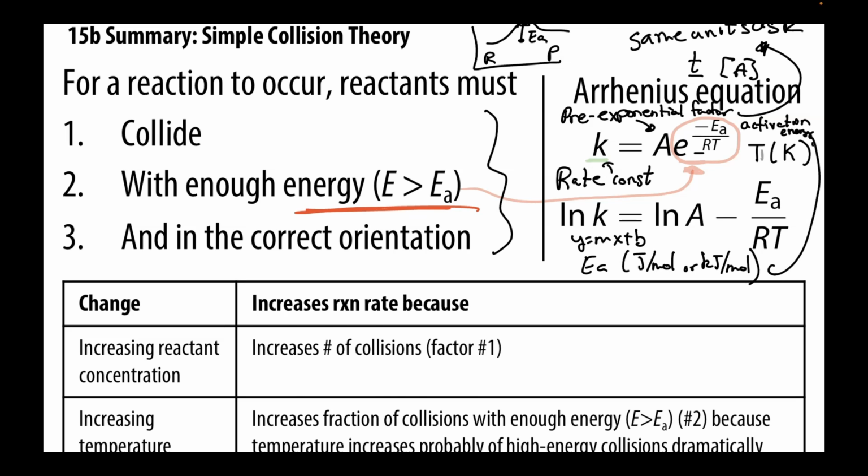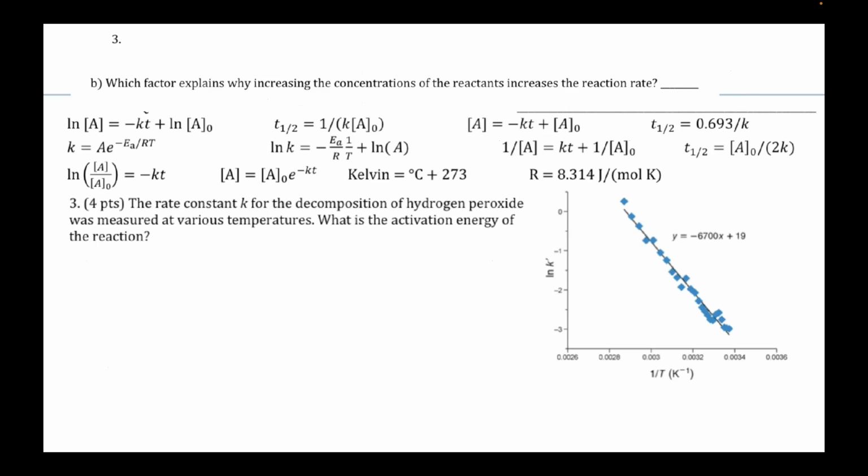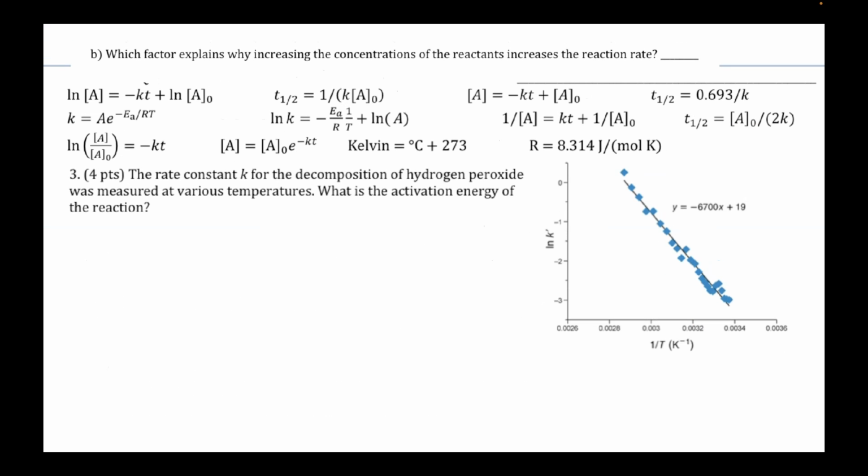Okay, let's see what that looks like now doing the problem on it. The rate constant K for the decomposition of hydrogen peroxide was measured at different temperatures. What's the activation energy of the reaction? Okay, so in this case, we're measuring the rate constant K at different temperatures. And then you look at what we're plotting. It's ln of K versus 1 over T. This is called the Arrhenius plot.